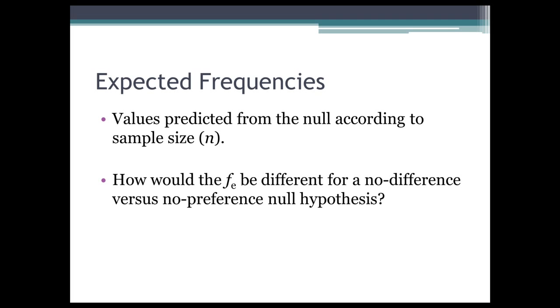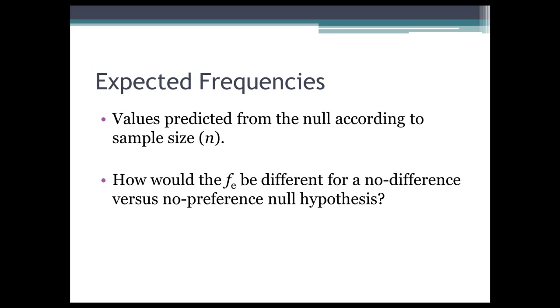And the logical question that would come up is, how would the F sub E, the expected frequencies, be different for a no difference versus no preference hypothesis? Well, the expected frequencies in a no preference hypothesis would literally be all the same. It would be all the same percentage, because you're saying that there's no preference among the 3 categories. So if it was a third, a third, a third, the expected frequencies would have the same percentage.